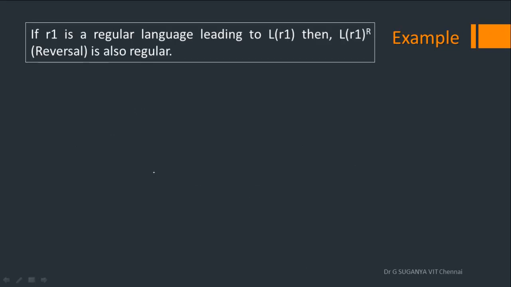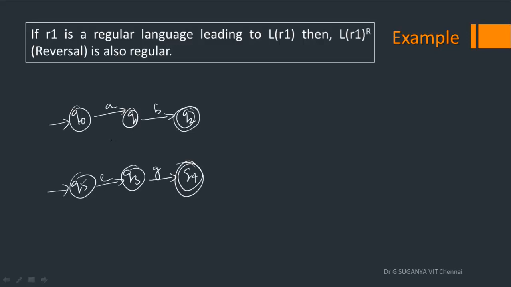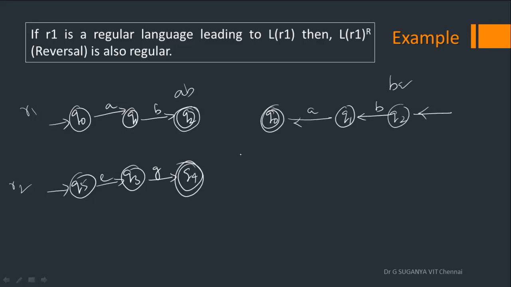Now how to draw a DFA when the reversal operation is given. So assume these are the 2 given DFAs. DFA1 represents the regular expression R1, DFA2 represents regular expression R2. So how to draw the reversal? We have to make the start state the final state, then make the final state the start state. Draw the intermediate states as such and then reverse all the edges. So this will be reversed and this will be reversed. If this accepts the word AB, this will accept the word BA.